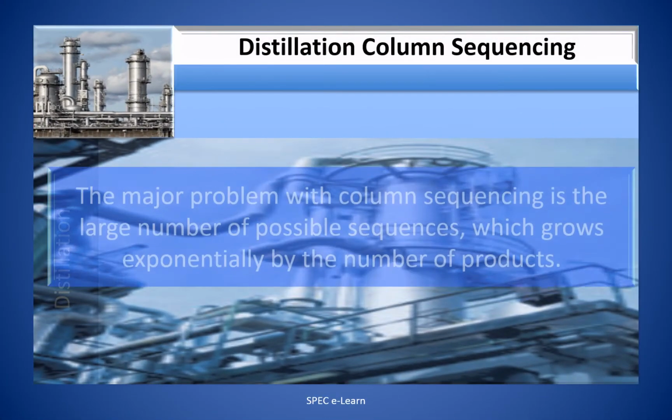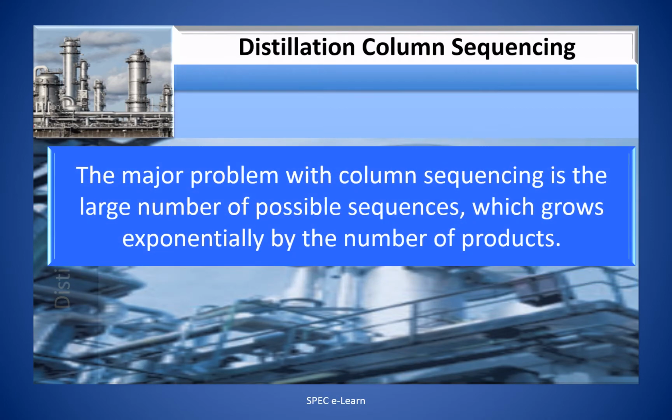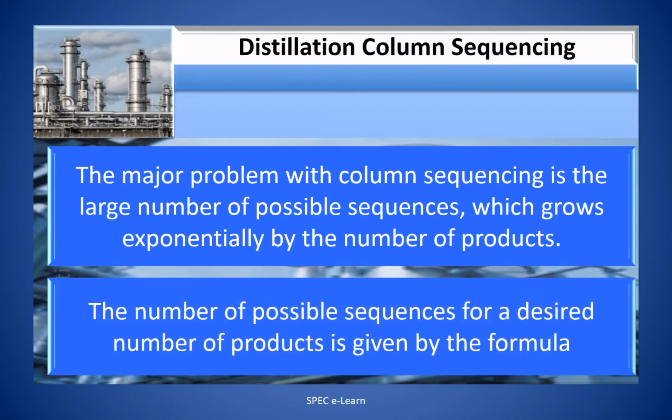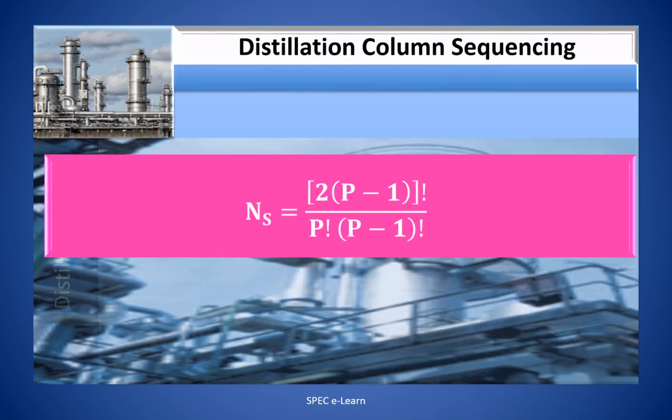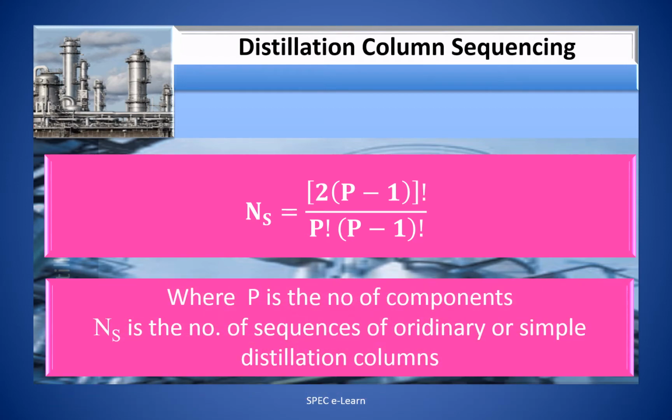The major problem with the column sequencing is the large number of possible sequences, which grows exponentially with the number of products. The number of possible sequences for a desired number of products is given by the formula ns equal to (2(p-1))! divided by (p! × (p-1)!), where p is the number of components, and ns is the number of sequences of ordinary or simple distillation columns.